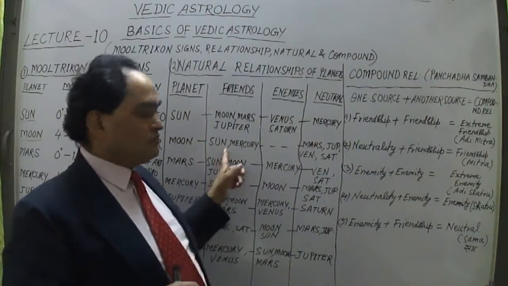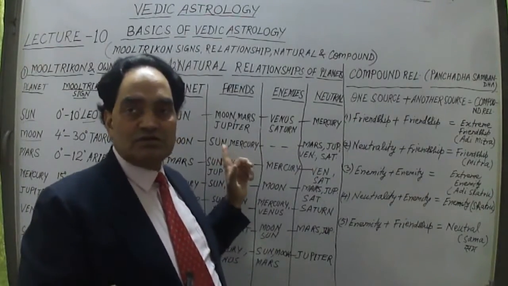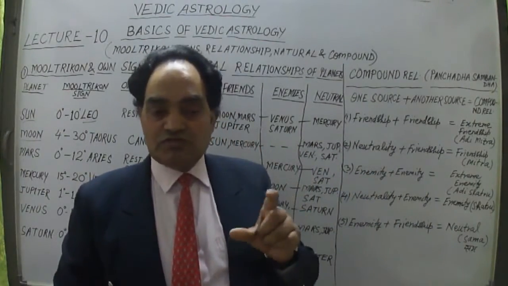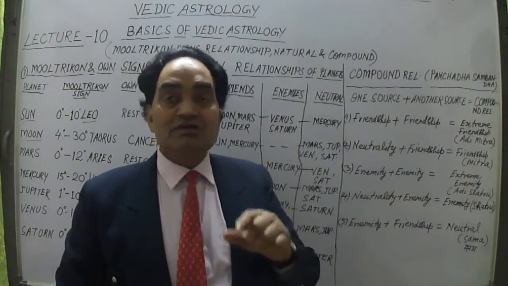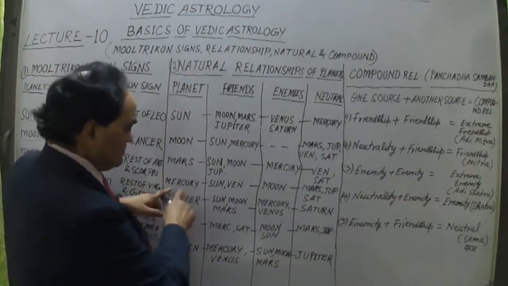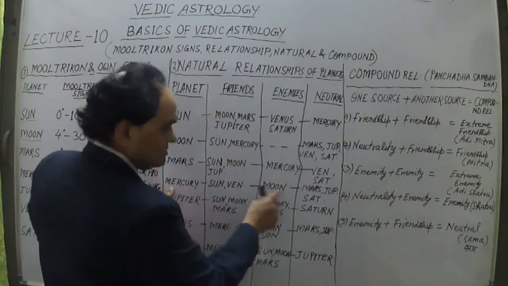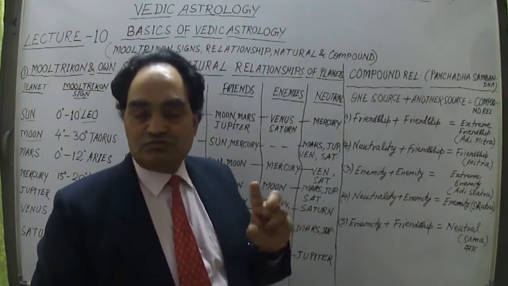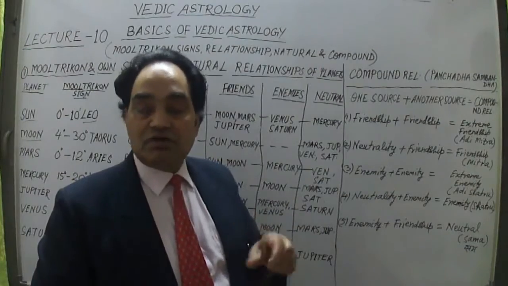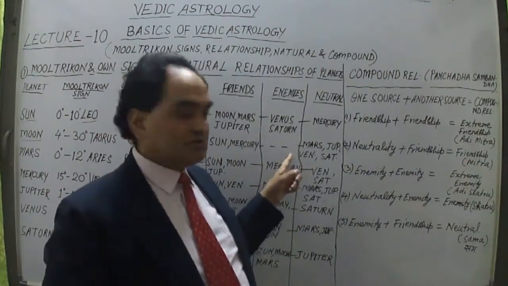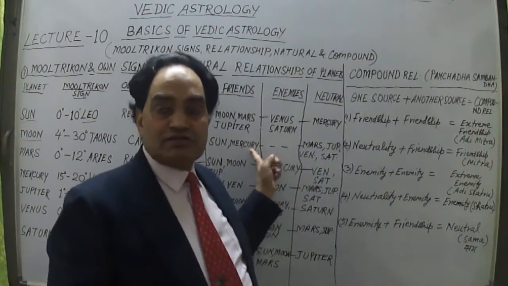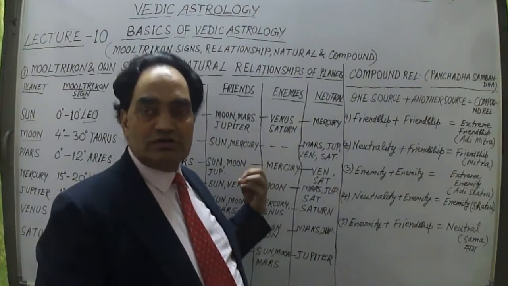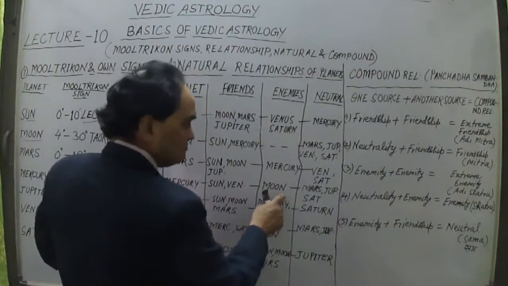Who are Moon's friends? Sun and Mercury. Try to understand: Moon is having friendship with Mercury, but Mercury is not having friendship with Moon. Let me just show you here. If Mercury is aspecting Moon, Mercury doesn't welcome Moon, because Moon is treated as an enemy by Mercury. But Moon takes Mercury as a friend. Mercury is not treating Moon as a friend, but as an enemy.